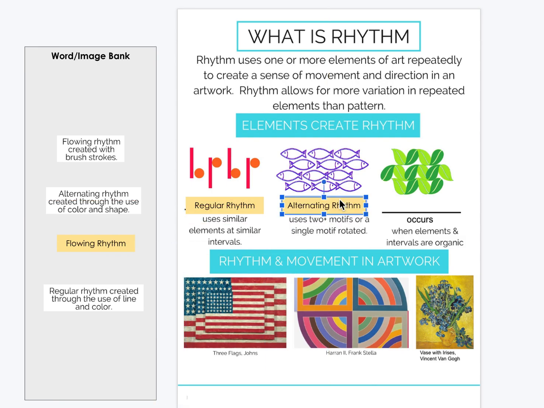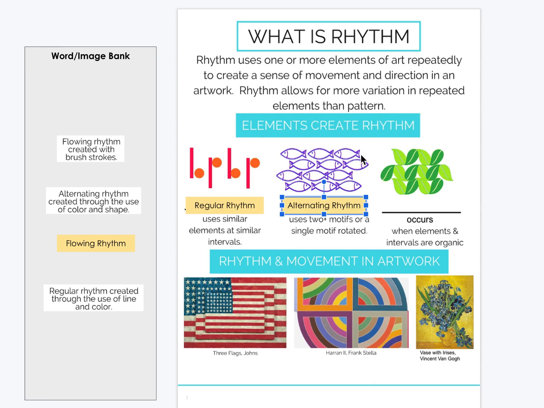Alternating is this idea that you have two things working in different, opposite ways. All right, it says alternating rhythm uses two or more motifs. Motifs is like a pattern or a design, all right, or a single motif rotated around. Now this one is a single motif rotated around. Let's say two or more might be all little red crabs, and they're going different ways. So we have this feeling of going left, then right, then left, then right.